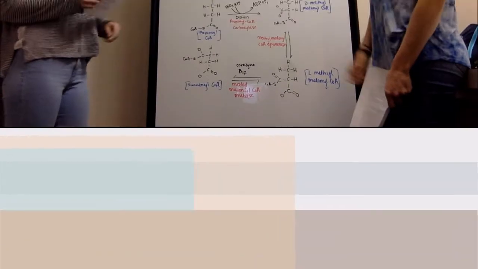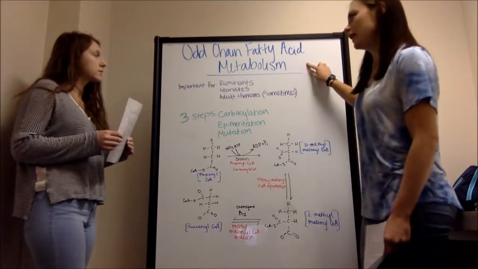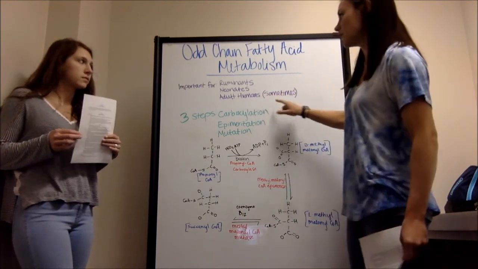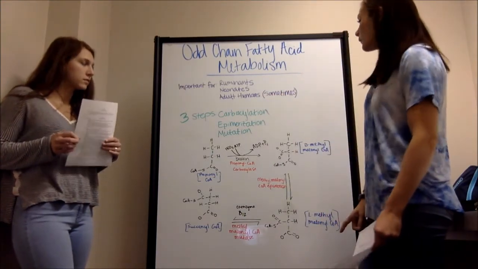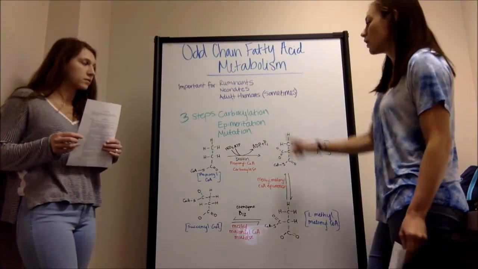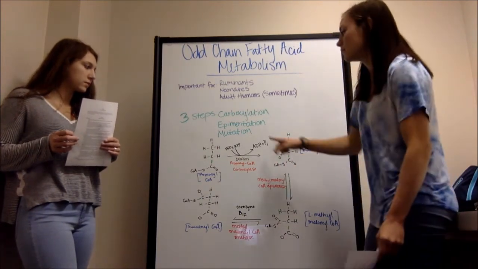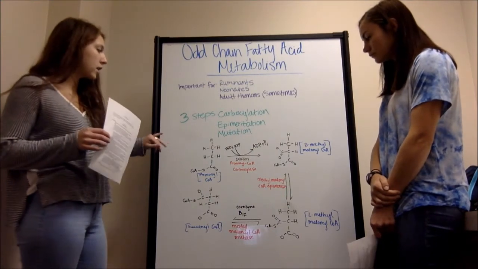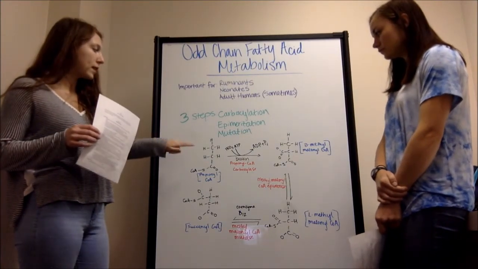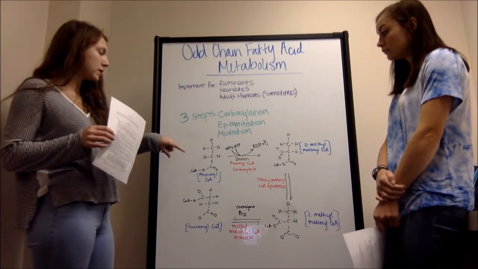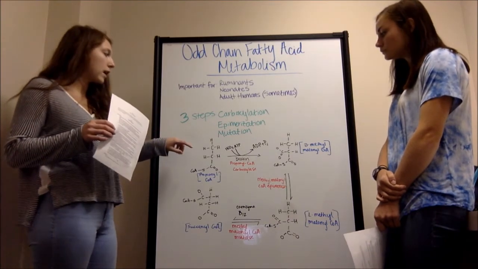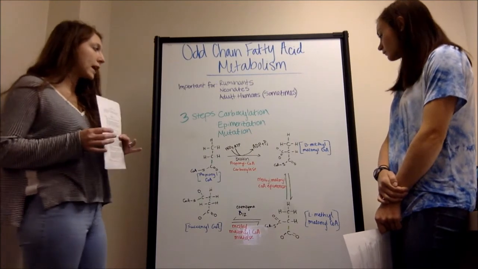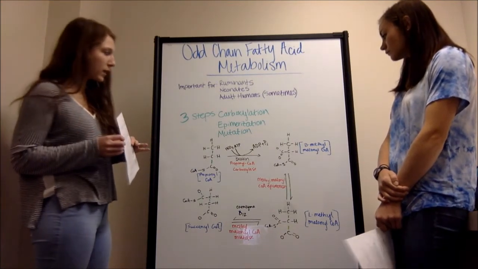Now we're going to talk about odd-chain fatty acid metabolism, and this is really only important for ruminants, neonates, and adult humans under certain conditions. The three overall steps are carboxylation, epimerization, and mutation. So we start with propionyl-CoA, and it undergoes carboxylation with the enzyme propionyl-CoA carboxylase and the cofactor biotin, as well as bicarbonate and ATP. It releases ADP and an inorganic phosphate.